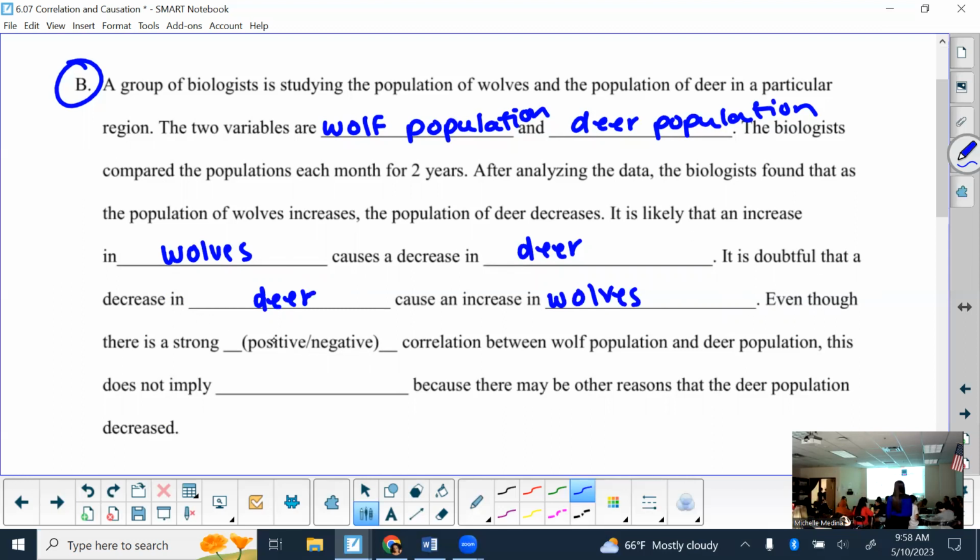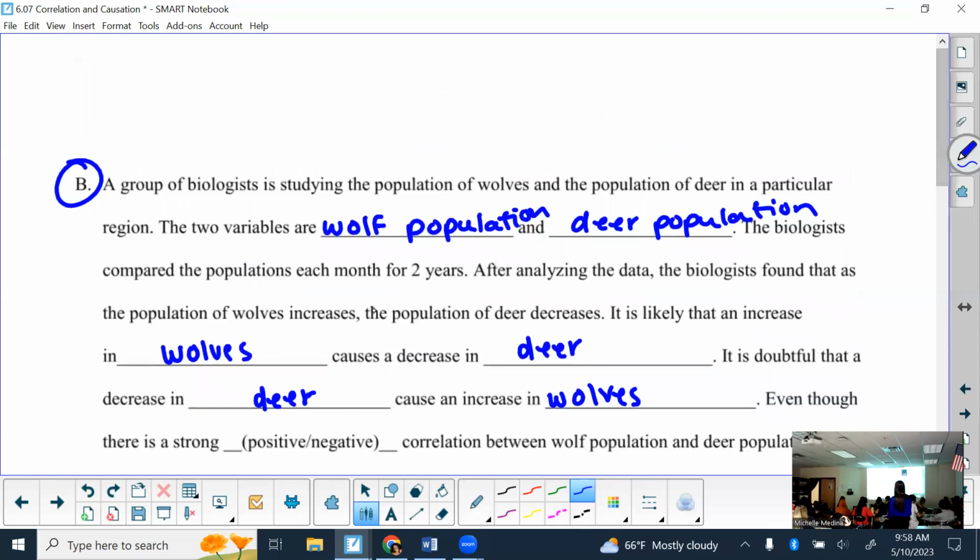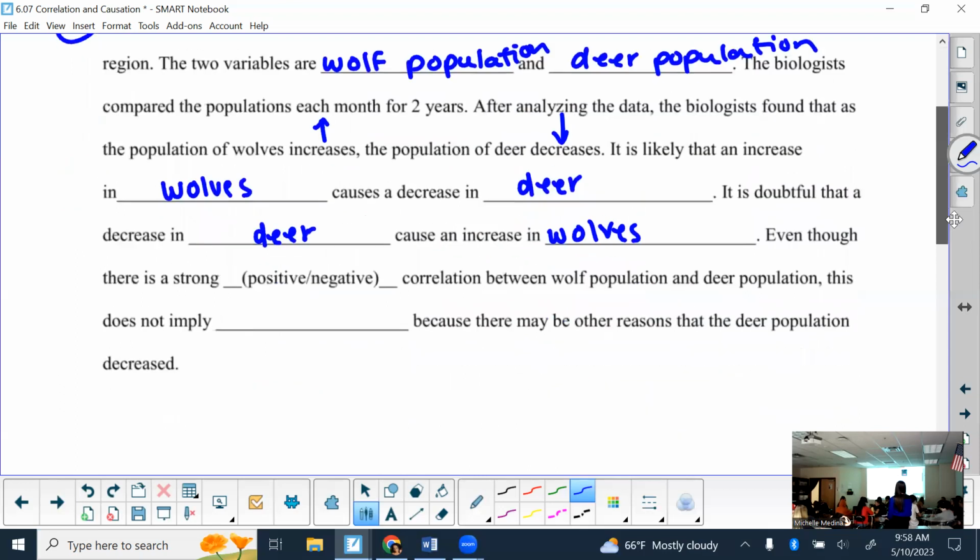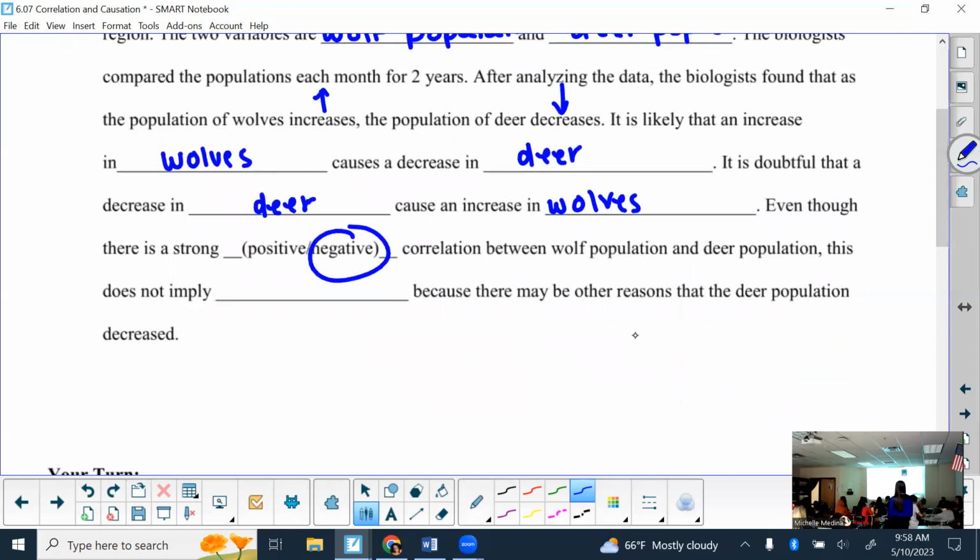Even though there is a strong, would you say this is a positive or negative correlation? Okay. Well, if one is increasing and the other is decreasing, then it should be negative. So the graph probably looks like this. As the wolves increase, the deer decrease. So it's probably something like this. This does not imply what?